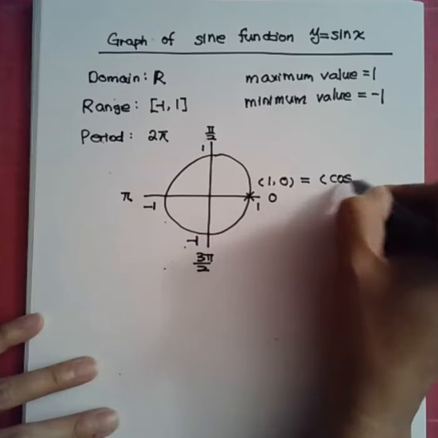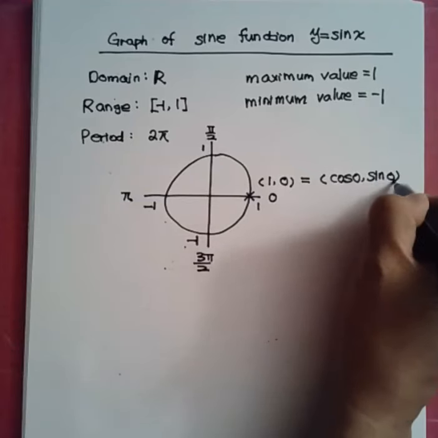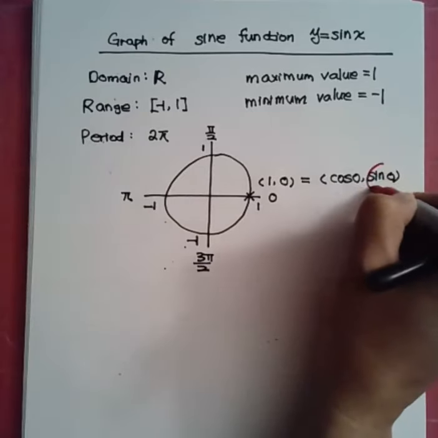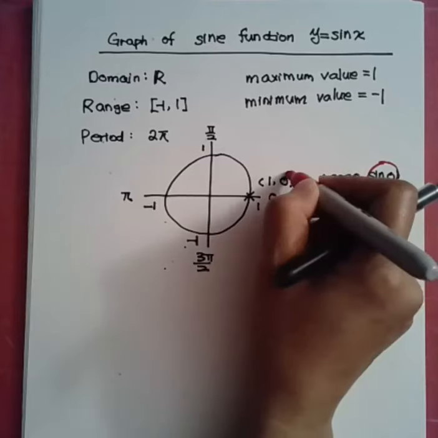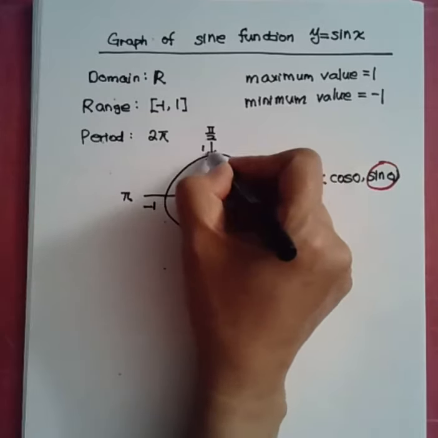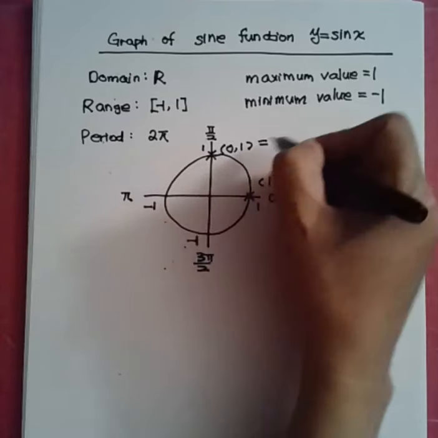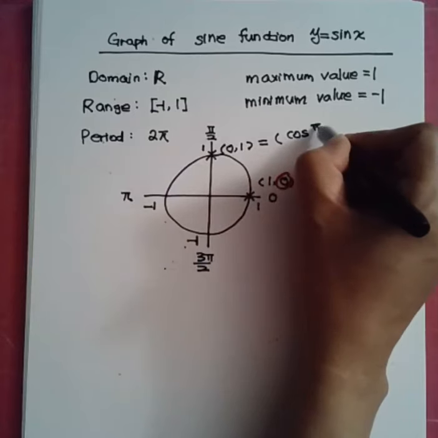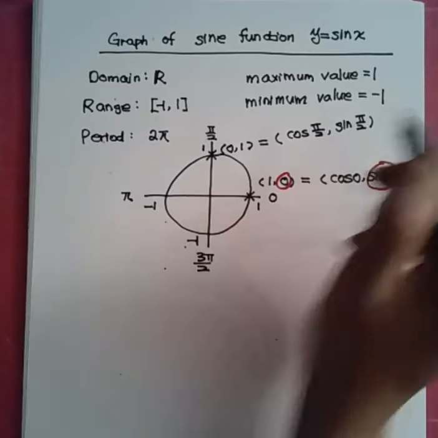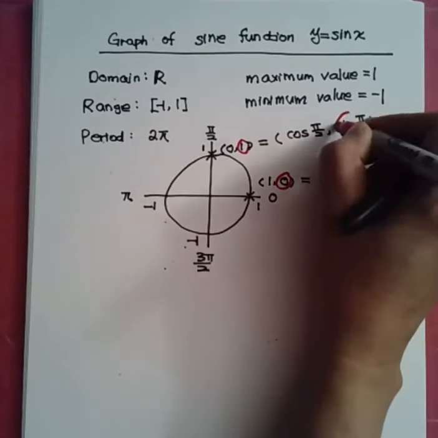And that can be interpreted as cosine of 0 and sine of 0. Now we are working on the sine function, so we can say sine of 0 is 0. This point's coordinate is (0, 1). That is cosine of pi over 2 and sine of pi over 2. This means sine of pi over 2 is 1.